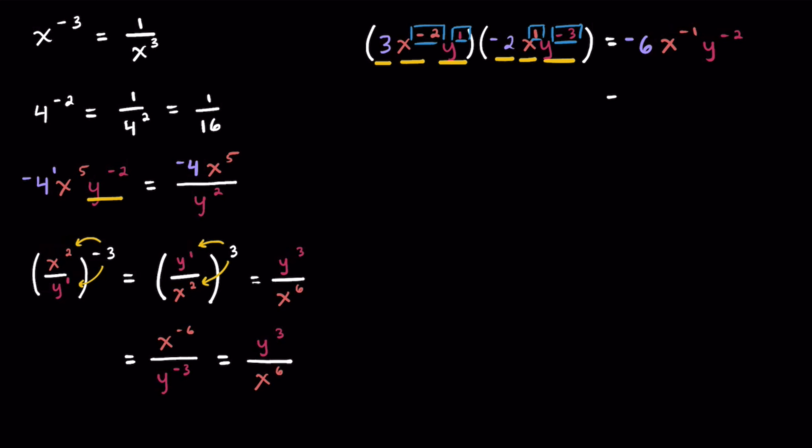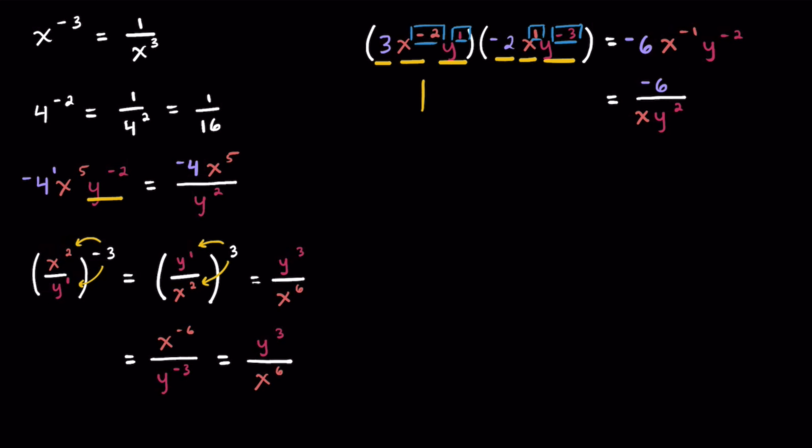Now, if the goal is to rewrite this using positive exponents only, then remember, this negative 6 is raised to the positive 1 power, so that has a positive exponent, so that's just going to stay. And on the bottom, that x to the negative 1 is going to move down to x to the positive 1, but I'm not going to write the invisible 1 there. And then for the y, it's going to be y to the positive 2. So this right here would be the most simplified expression if we had to use positive exponents only.